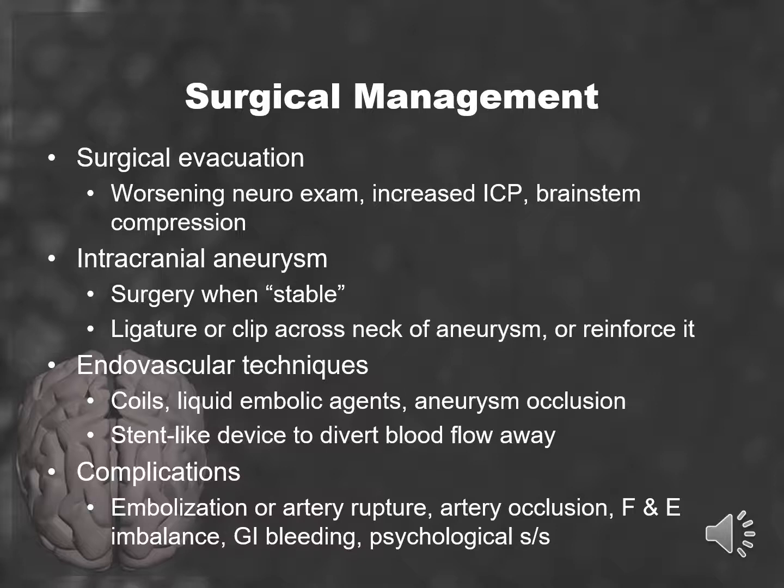Complications of any of these different types of surgeries are things like rupture of that artery, occluding that artery and causing further lack of oxygen supply to the brain, and even the risk for things like GI bleeding, fluid and electrolyte disturbances, and some psychological symptoms like being disoriented, delirious, psychosis, hallucinations. All of those different things can also occur after a surgical management of an aneurysm.